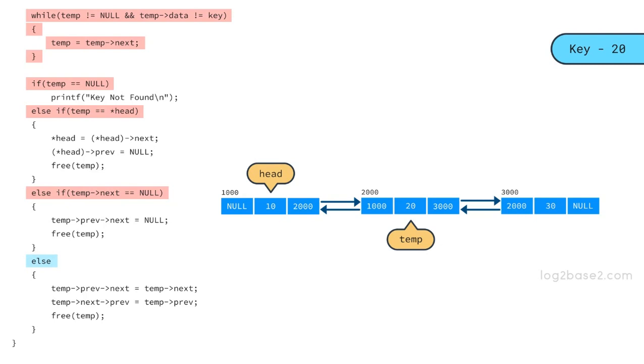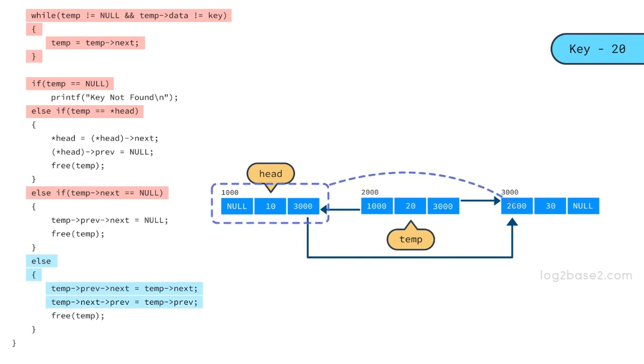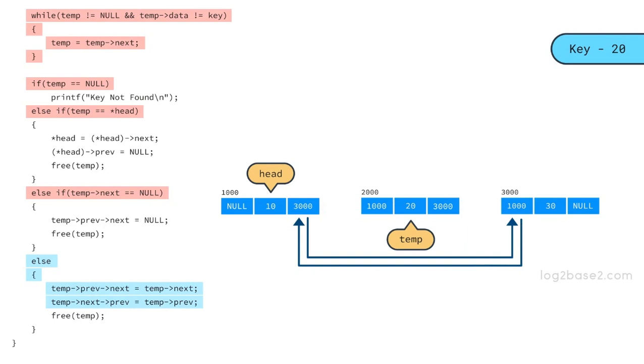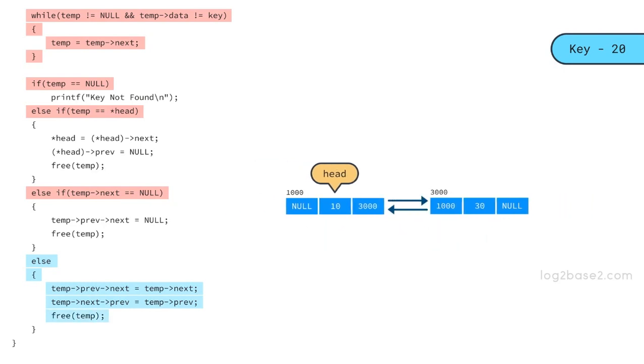Temp is the node to be deleted. So make temp's previous node's next point to temp's next node. So write temp prev next equal to temp next. Now make temp's next node's prev point to temp's previous node. So write temp next prev equal to temp prev. Now the node is detached and we can delete it by using the function free. So that is how we can delete an intermediate node from a doubly linked list.